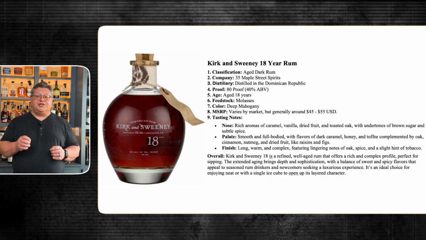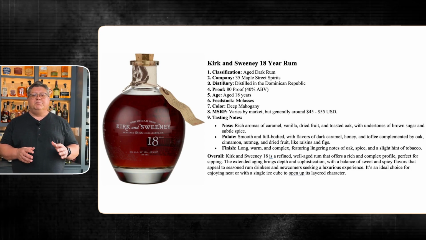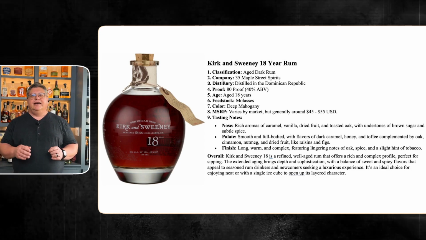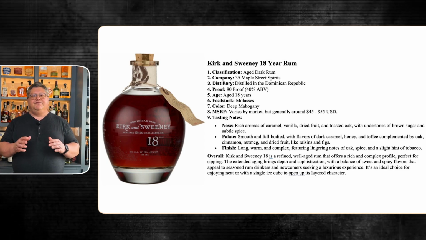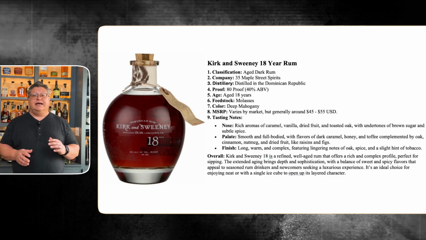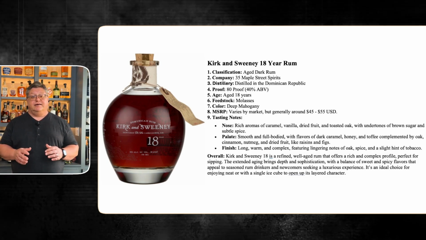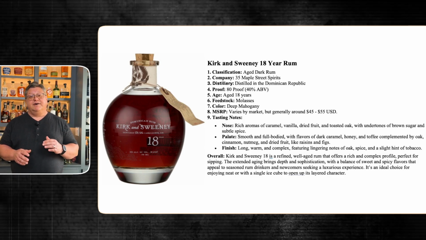Next we have Kirk & Sweeney 18 Year. It's really a rich Spanish-style rum with notes of oak, vanilla, and dried fruit. Smooth and complex, this is a beautiful sipping rum. An aged dark rum made by 35 Maple Street Spirits in the Dominican Republic, it's 80 proof and aged for 18 years. Made from molasses, the aged spirit is a deep mahogany and the MSRP runs from $45 to $55 a bottle.